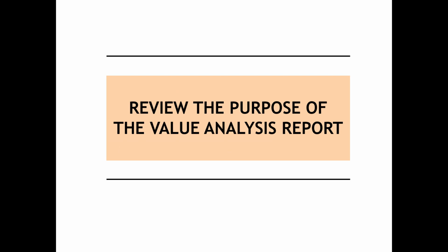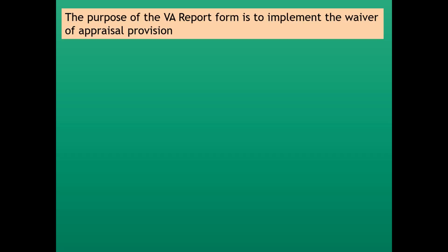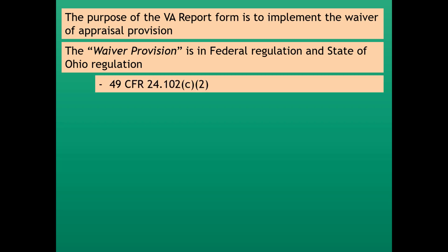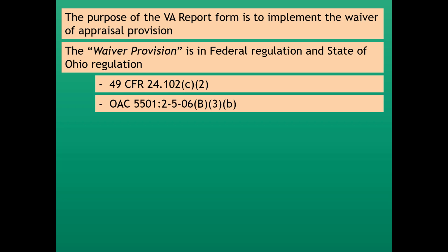So first, review the purpose of the Value Analysis Report. Well, the purpose of the VA report form is to implement the waiver of appraisal provision. The waiver provision is a federal regulation and a regulation also within the state of Ohio. The federal reg is 49 CFR 24.102, paragraph C2. And in Ohio, it's Ohio Administrative Code 5501:2-5-06, Rule B, 3B.